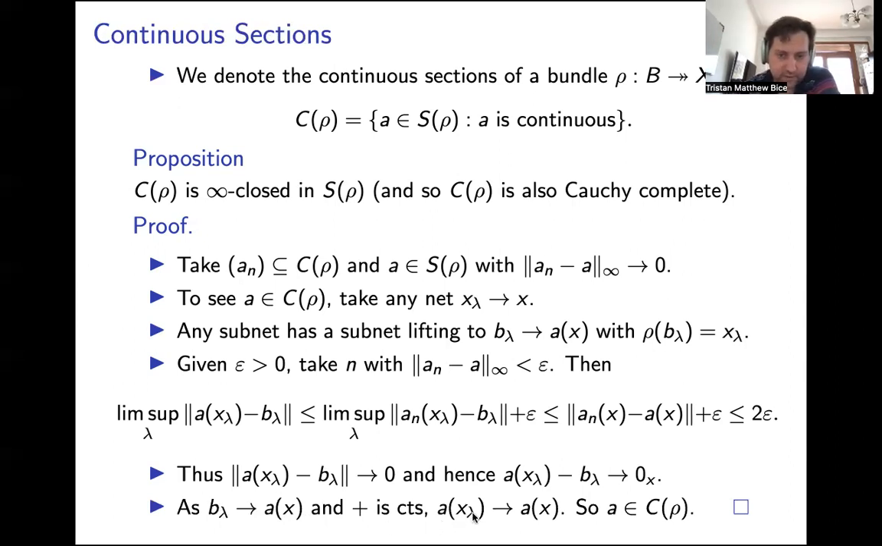That is enough because we had some arbitrary net here. This is enough to show that A really is continuous. It really is a continuous section. So this will be important later on when we want to show that we have a C-star algebra. C-star algebras in particular have to be complete. So this will help us in that regard.